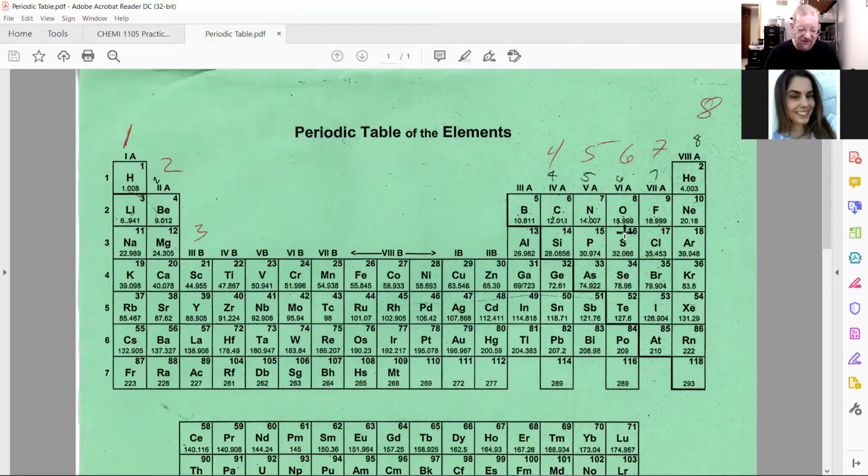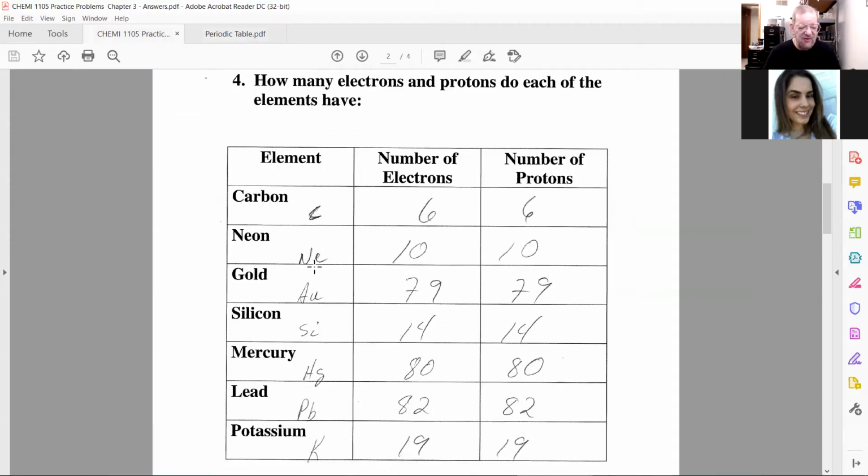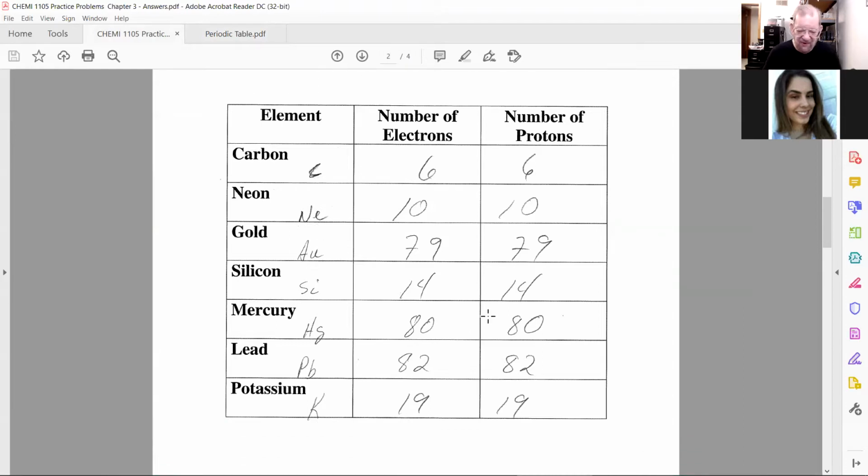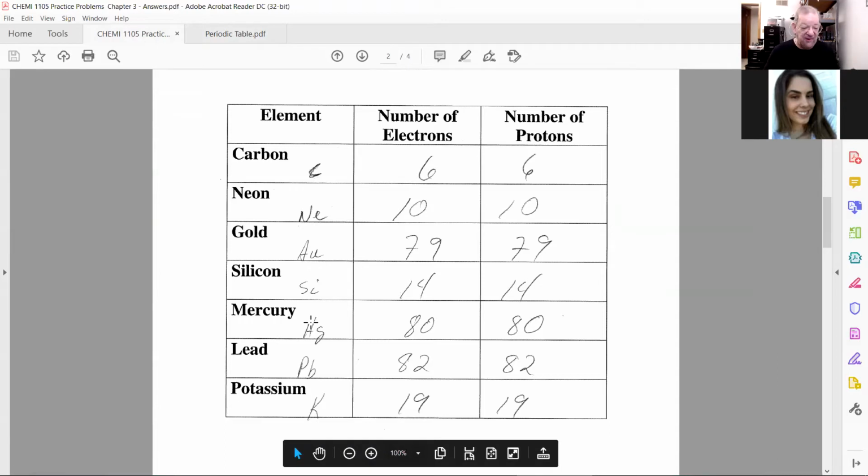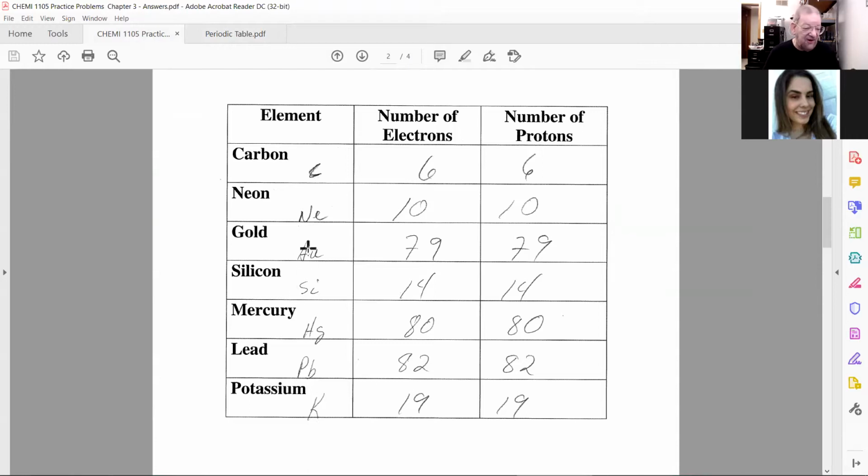Oh, let's go to the high rent district. Let's look at gold, Au, atomic number 79. How many electrons and protons does gold have? If we go up above, Ag is silver with atomic number 47, which means it has 47 electrons, 47 protons. Notice this is the atomic number, which is how we get the number of electrons and protons. By the way, this is a sneaky way for me to make sure you know your chemical symbols: lead is Pb, potassium is K, silicon is Si, and I already did gold. Remember, the number of electrons and protons in an element is the same as the atomic number.